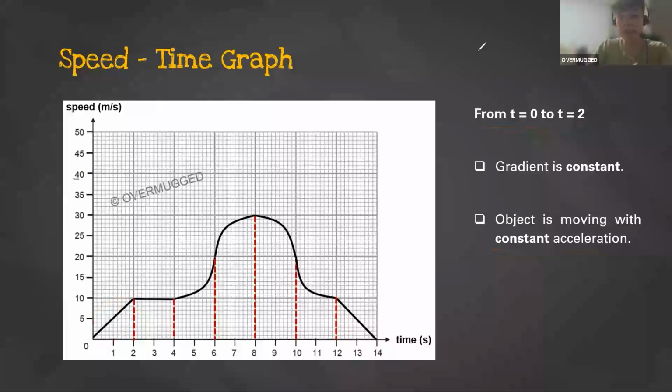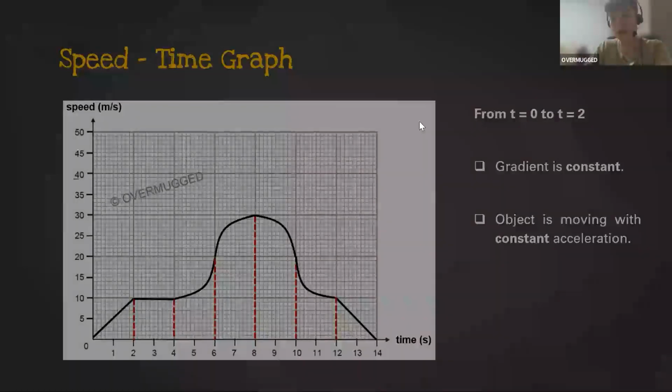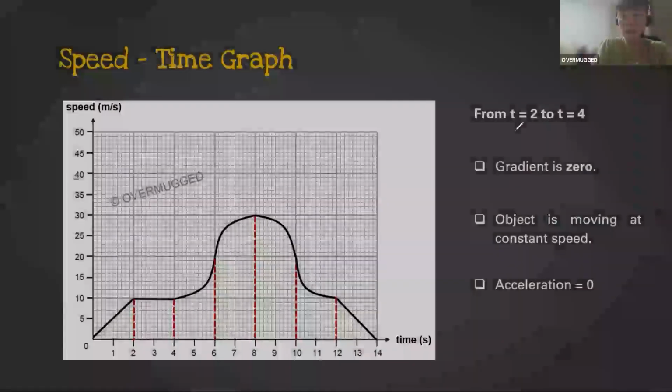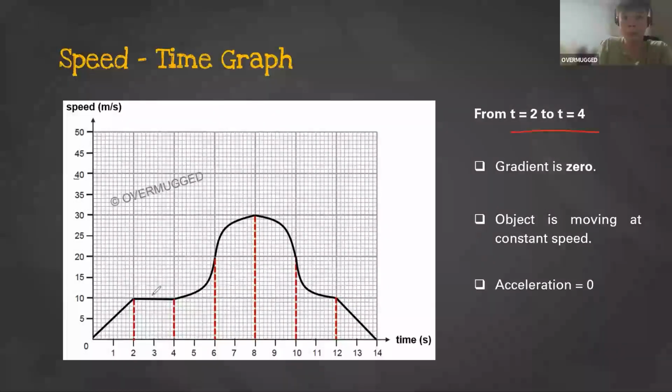The graph is the same, the only thing that is changing is on the right, so take note. Now let's look at t equals 2 to t equals 4. My gradient is 0, flat line. What does that mean? My speed is constant, no acceleration. My speed is not changing.